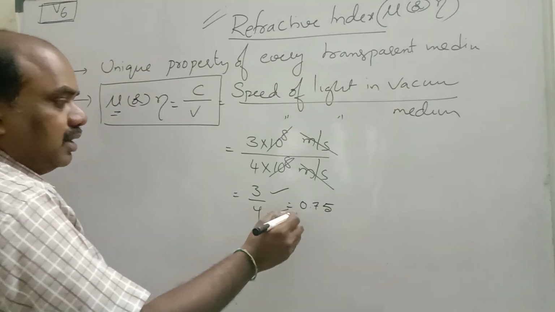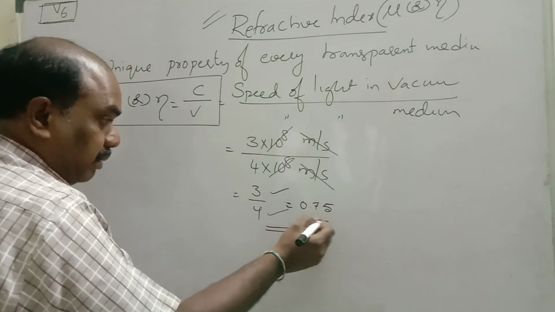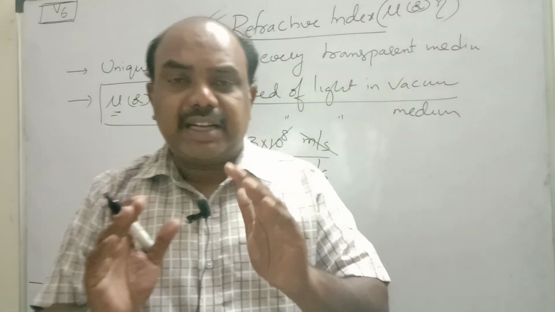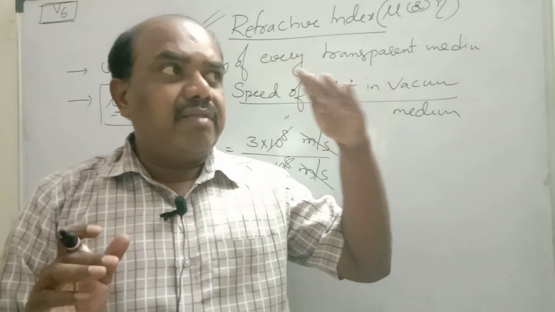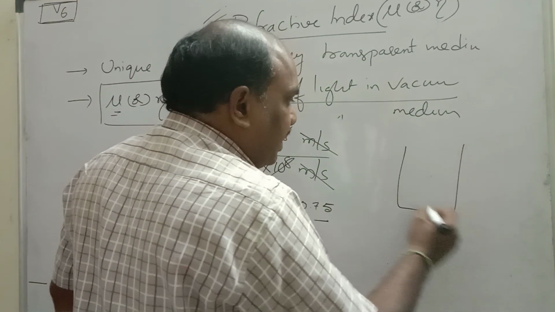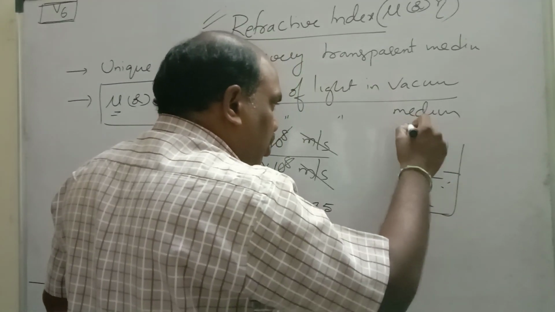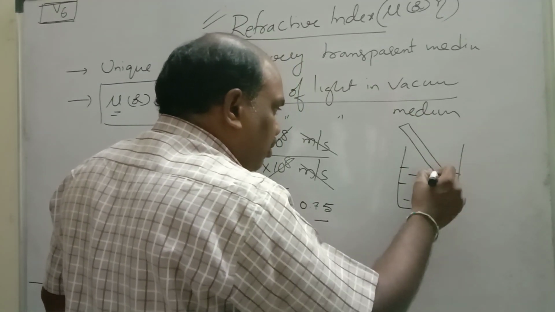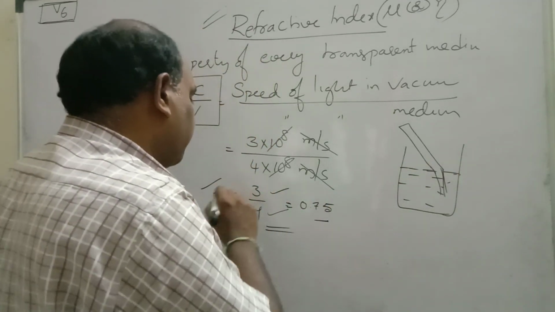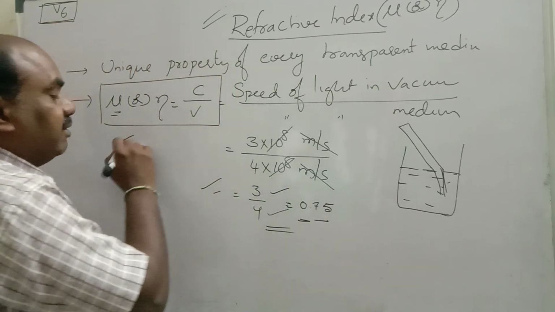What does it mean? That means for every 1 degree, 0.7 degree it bends. This is nothing but bending capacity. What is the general definition of refractive index? When a light ray passes from one transparent medium to another, suppose you immerse a pencil in a glass of water, what will happen? Already we saw in the first video, it seems to bend inside the water. How much it seems to bend, that phenomenon is the refractive index. The bending capacity gives the refractive index.